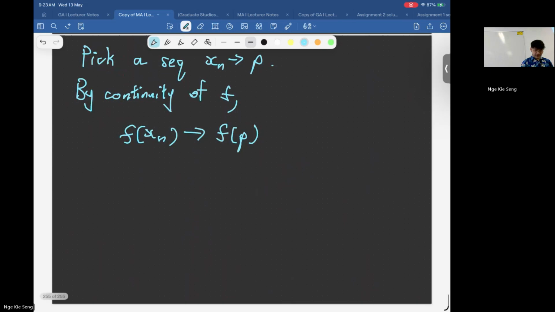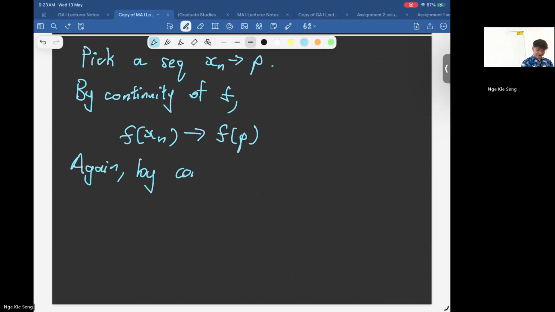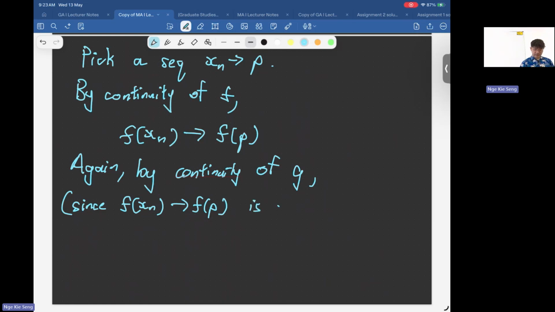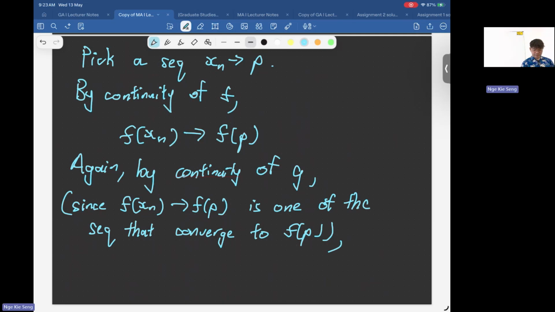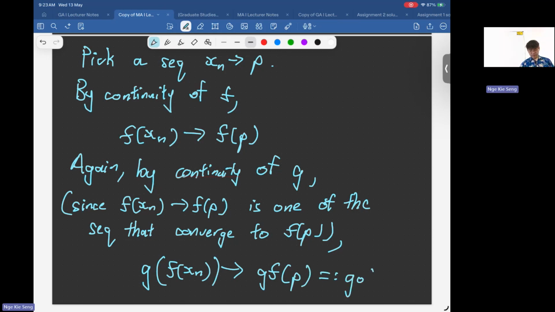So again, by continuity of G, maybe I add here, since F(Sn) to F(P) is one of the sequences that converge to F(P), G(F(Sn)) converges to G(F(P)), which we define by G∘F on P. On the other hand, we also have G∘F with Sn.